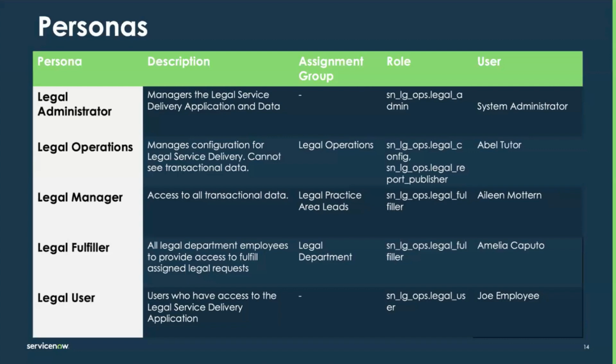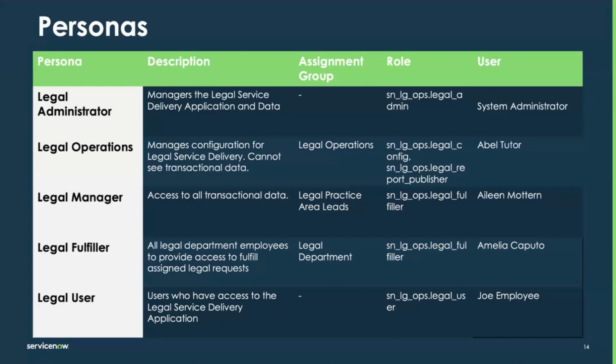We have the legal manager persona. Now this persona has access to all the transactional data pertaining to their departments. We'll see that in more detail in the configuration. And we have the legal fulfiller persona, who has access to their transactional data tied to their department as well as any other transactional data that is assigned to them.